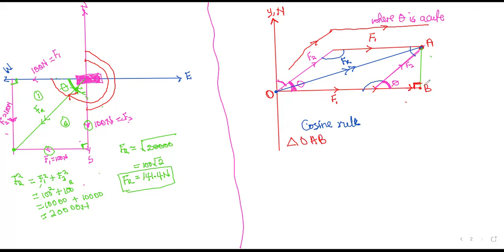Godfred, what kind of triangle is this? What kind of triangle have we achieved here? OAB. Godfred. Okay, right angle triangle. Okay, the right angle triangle. Good.